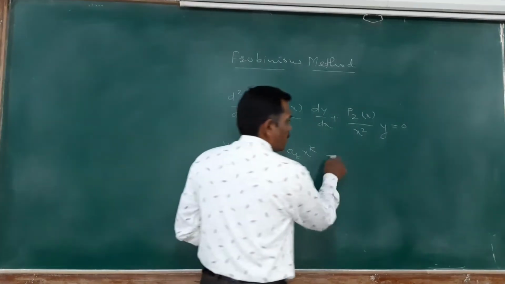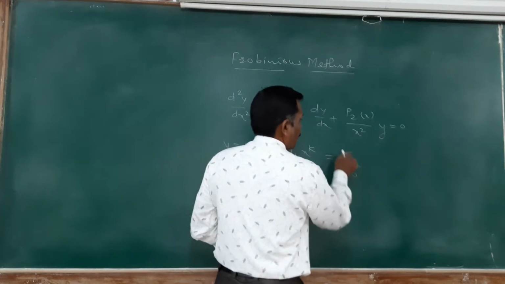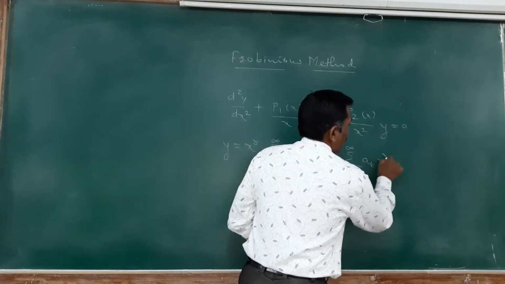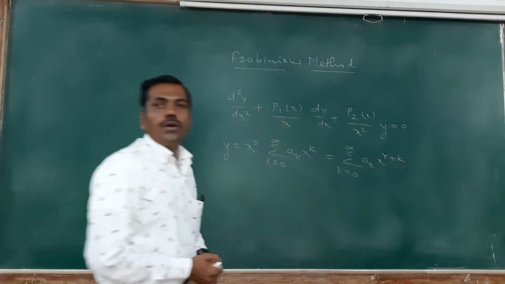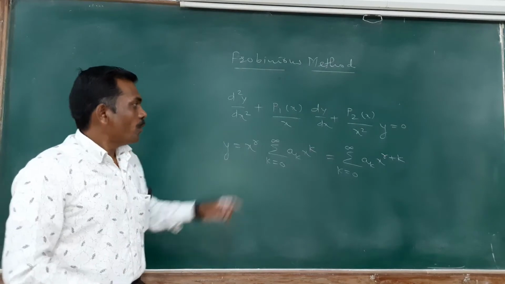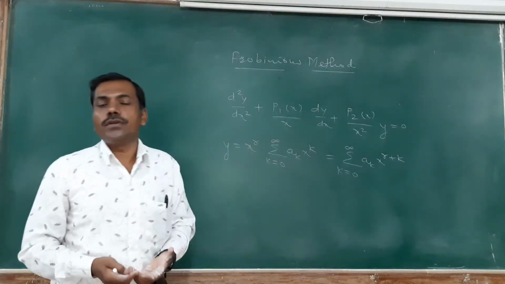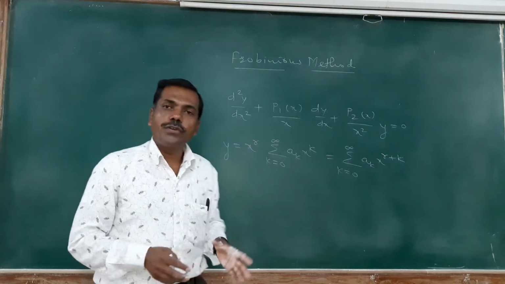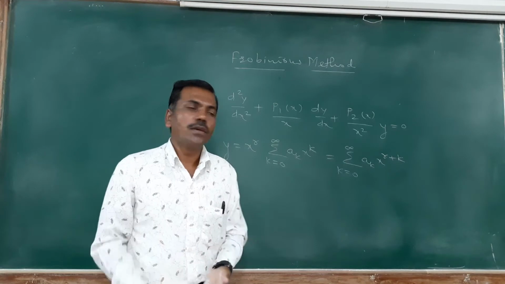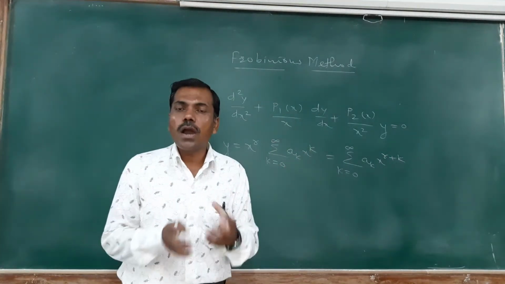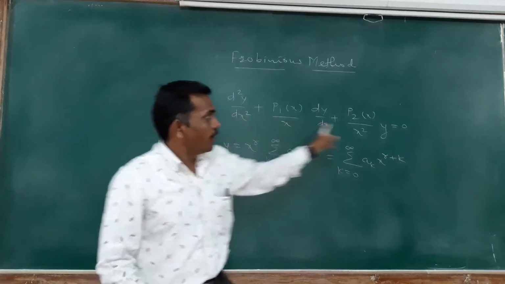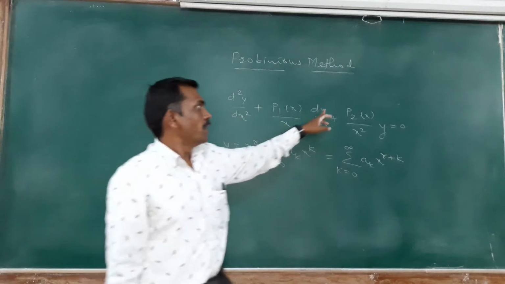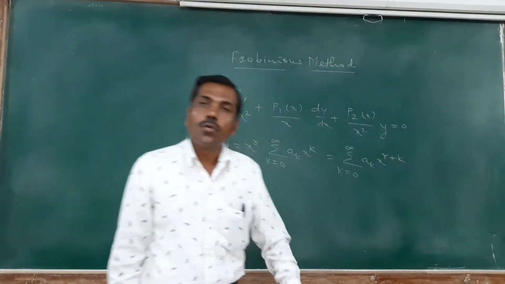You may write this as summation k equal to 0 to infinity ak x raised to r plus k. From this r we get one equation, and that is called the indicial equation. We will discuss it in the procedure. So we will start how to solve the given differential equation, d square y by dx square plus p1 of x upon x dy by dx plus p2 of x upon x square y equal to 0.